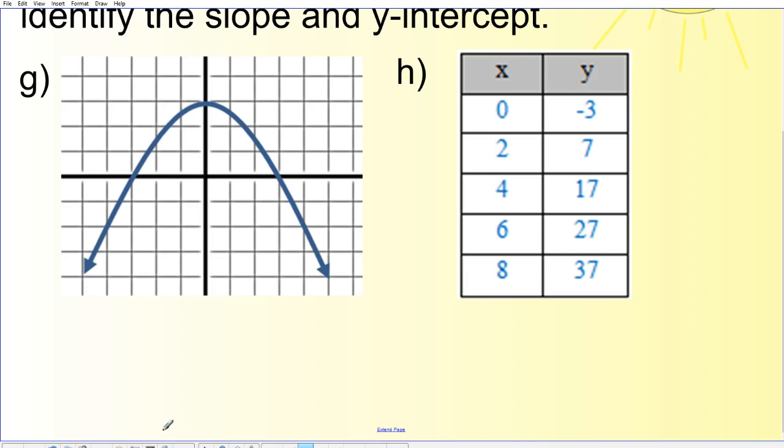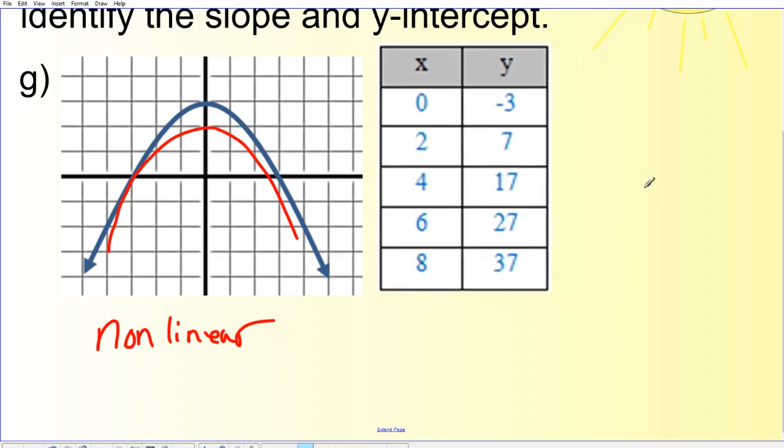Okay, so letter G is nonlinear. And we know that because, look at it, it's curvy. Letter H. Did you try making a sketch first? I don't know. Let's see. 0, negative 3. 2, 7. 4, 17. 6, 27. 8, 37. See, unfortunately, my sketch is not going to be good enough.